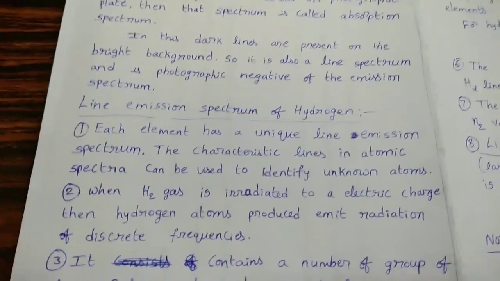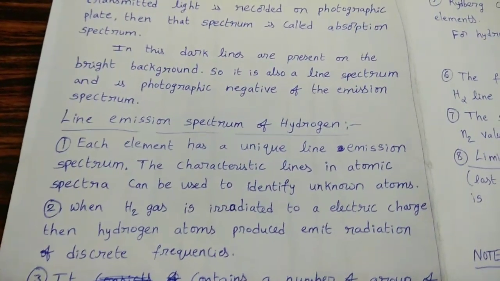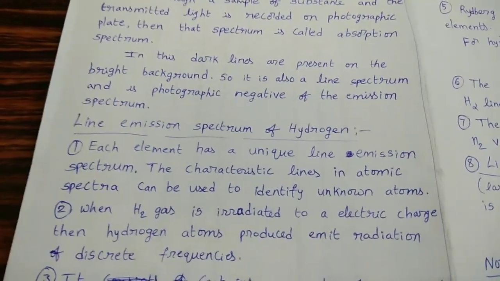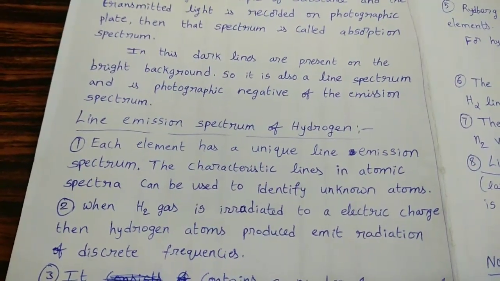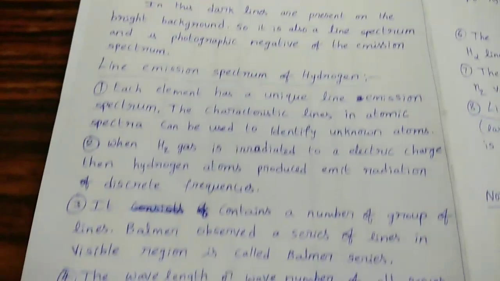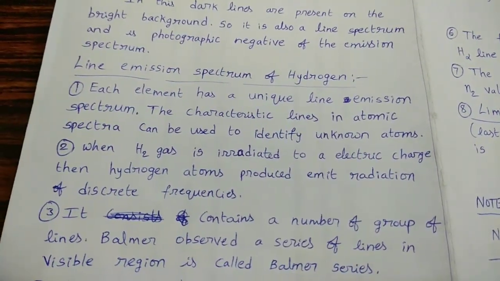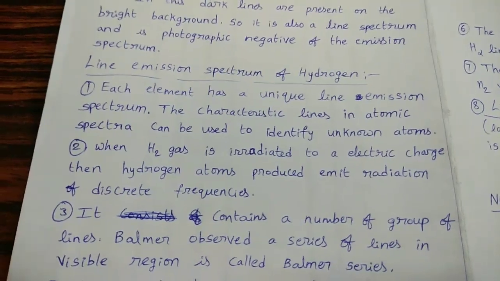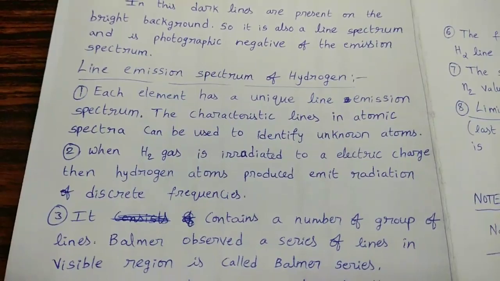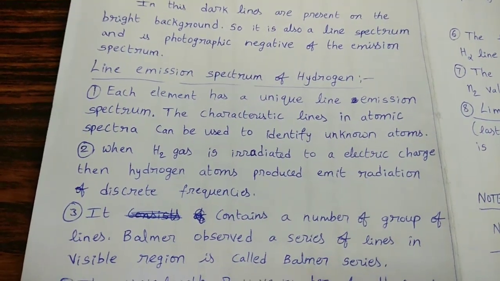Next, when H2 gas is irradiated, that means electric charge is passed through the H2 gas, then hydrogen atoms are produced. Those hydrogen atoms emit radiation of discrete frequencies, that means different frequencies. The hydrogen spectrum contains a number of groups of lines. Balmer observed a series of lines in the visible region, called the Balmer series. If we see the hydrogen spectrum, different spectral lines are observed in different groups.